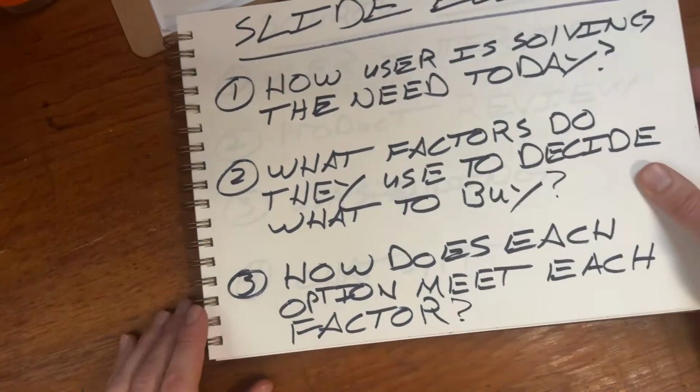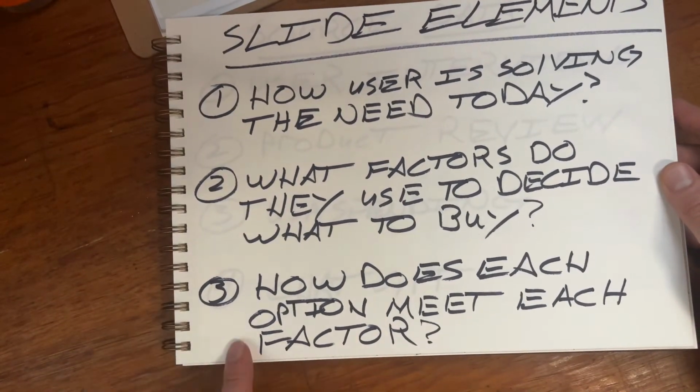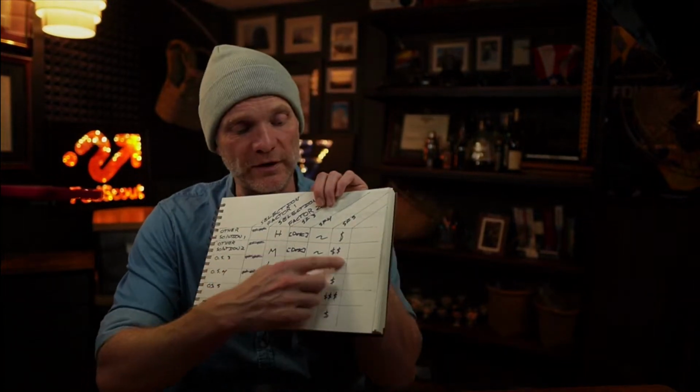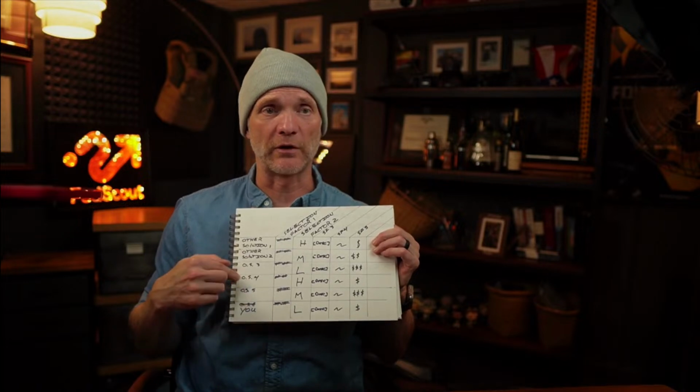All right. And then the last thing we need to talk about that we're going to use to populate the slide is how does each option meet each factor? So going back to talking about this together, it's basically what's in here. So if we know, hey, these are the ways that customers are meeting the need today, these are the factors that they're using when they do a make-buy, I keep saying make-buy, I apologize, it's not a make-buy decision. It's just a buy decision. So how are they going to do it today?